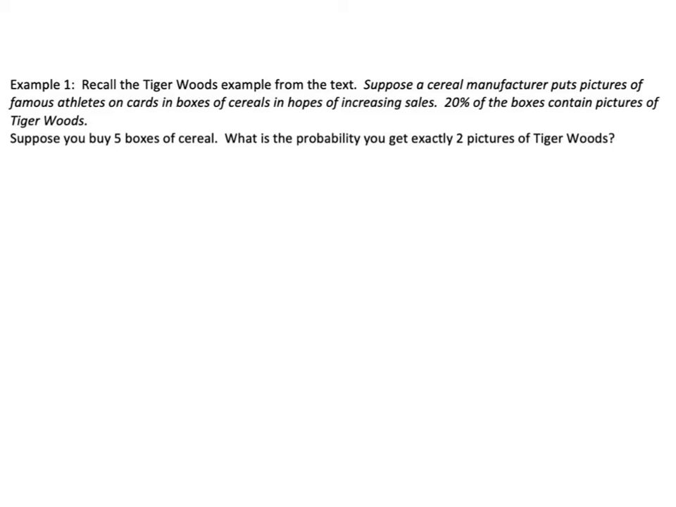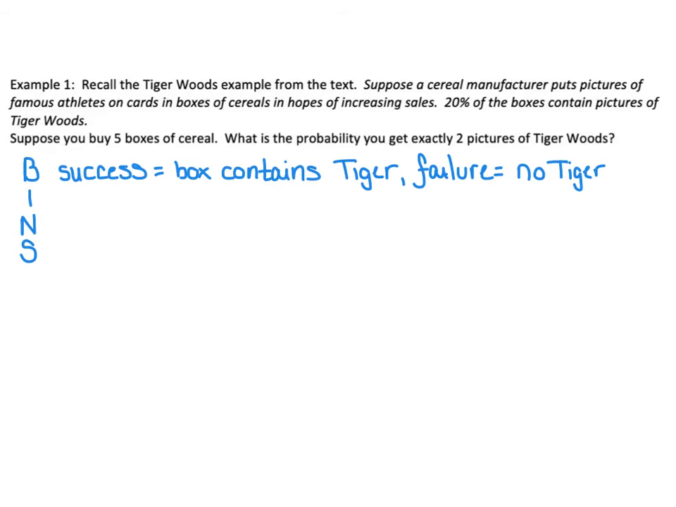So, how do I know that this is a binomial model? Well, it's asking, what's the probability of getting 2 successes in 5 trials? Okay, probability of getting 2 in 5 fixed trials. I should check BINS. So the B, it's binary. A success would be a box contains Tiger Woods, a failure would be no Tiger.